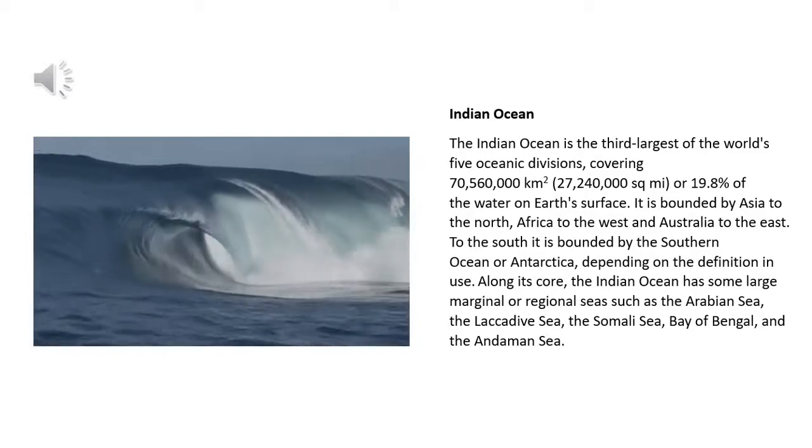It is bounded by Asia to the north, Africa to the west, and Australia to the east. To the south it is bounded by the Southern Ocean or Antarctica, depending on the definition in use. Along its core, the Indian Ocean has some large marginal or regional seas such as the Arabian Sea, the Laccadive Sea, the Somali Sea, Bay of Bengal, and the Andaman Sea.